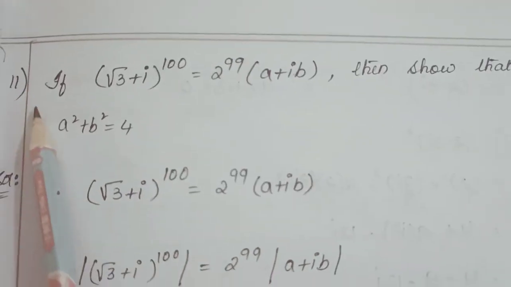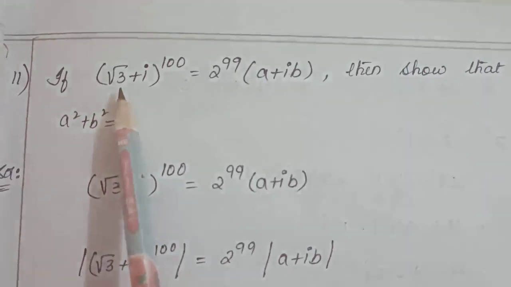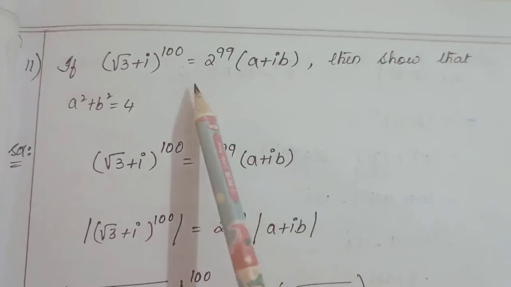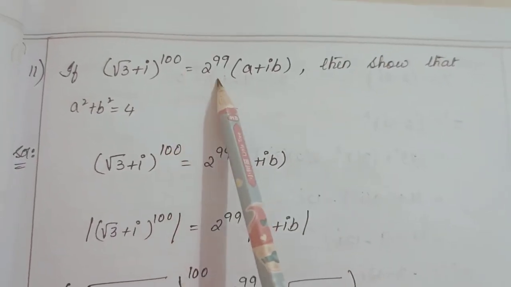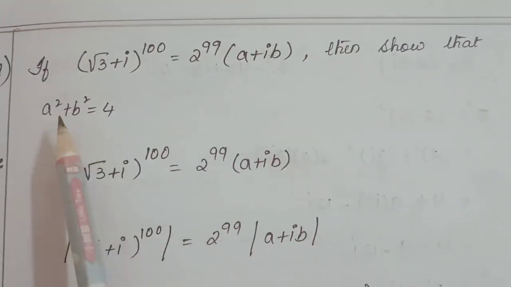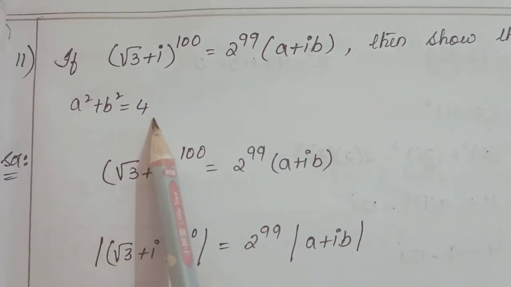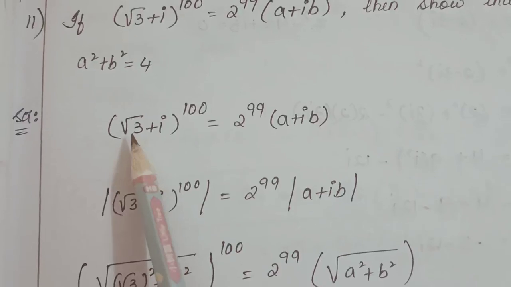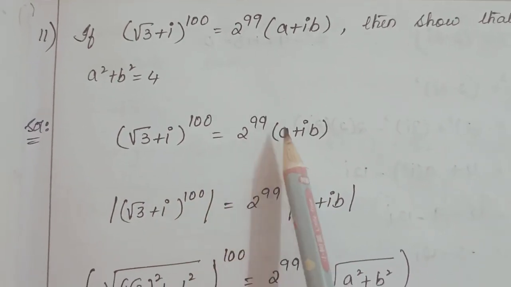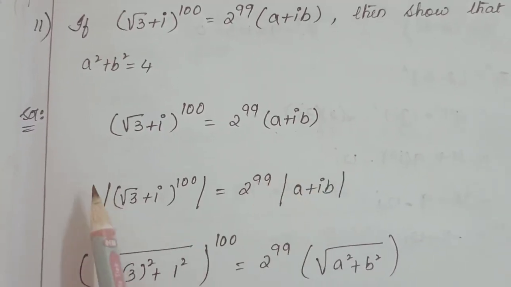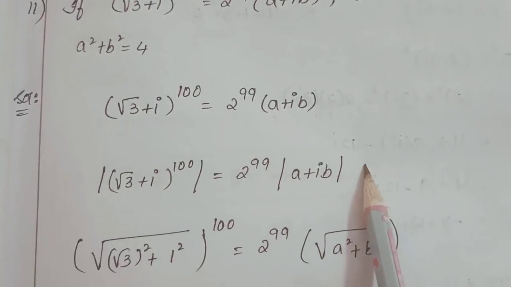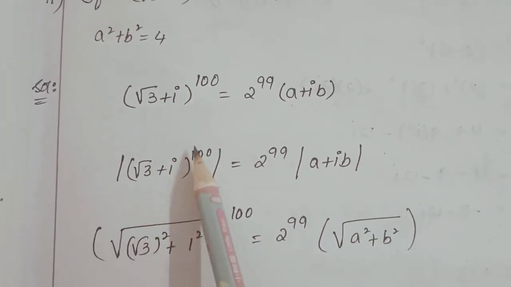Next, question number 11. If root 3 plus i whole to the power 100 is equal to 2 power 99 times a plus ib, then show that a square plus b square is equal to 4. Solution: root 3 plus i whole to the power 100 is equal to 2 power 99 times a plus ib. Here we will take the mod on both sides.